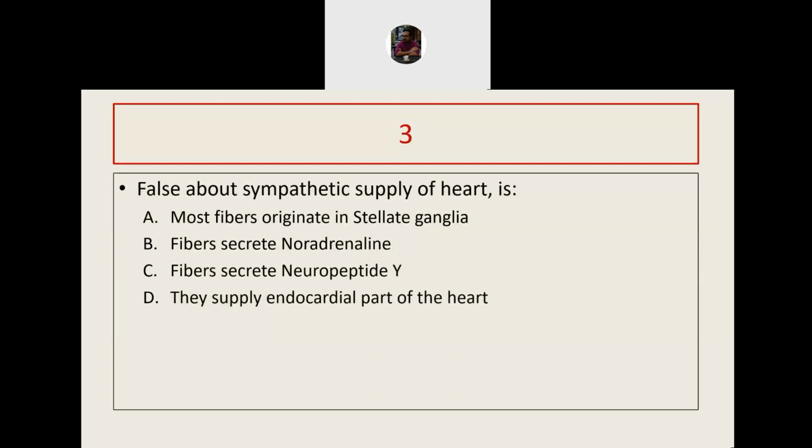False about sympathetic supply of the heart is: so you have to find the false statement. Most fibers originate in the stellate ganglia. Fibers secrete noradrenaline. Fibers secrete neuropeptide Y. They supply the endocardial part of the heart. It's great to see so many responses coming in.